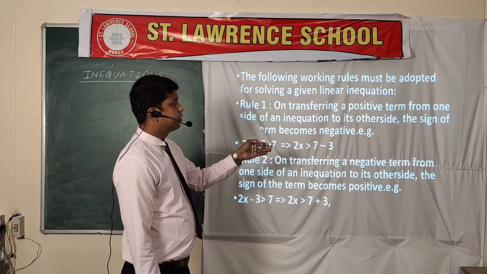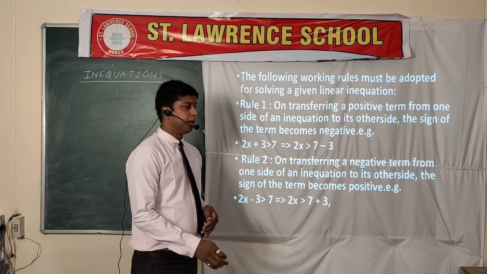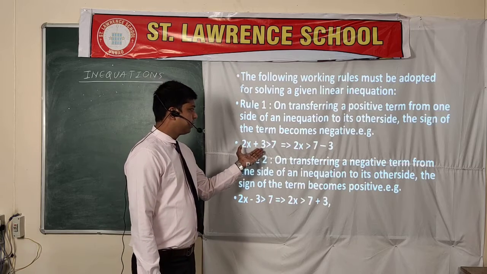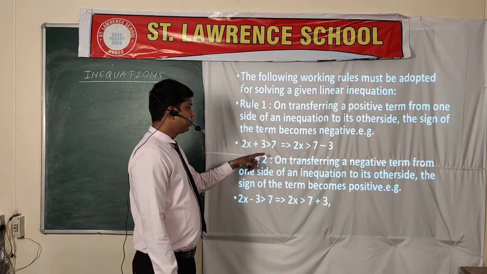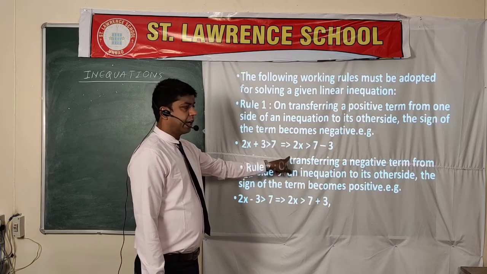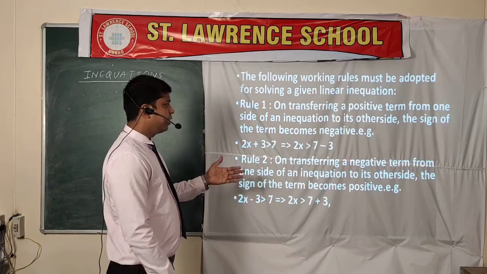Number one, on transferring a positive term from one side to the other side, the sign will become what? The sign will be changed. For example, 2x plus 3 is greater than 7. So when you transfer this 3 to that side, it becomes positive to negative. That means 2x is greater than 7 minus 3. This is the rule, and it is a normal rule.